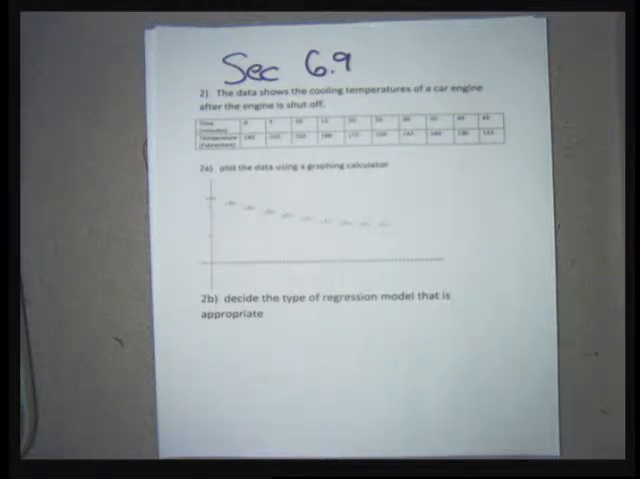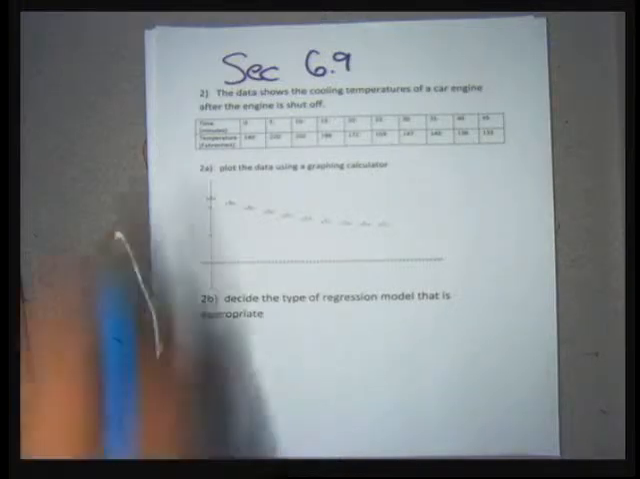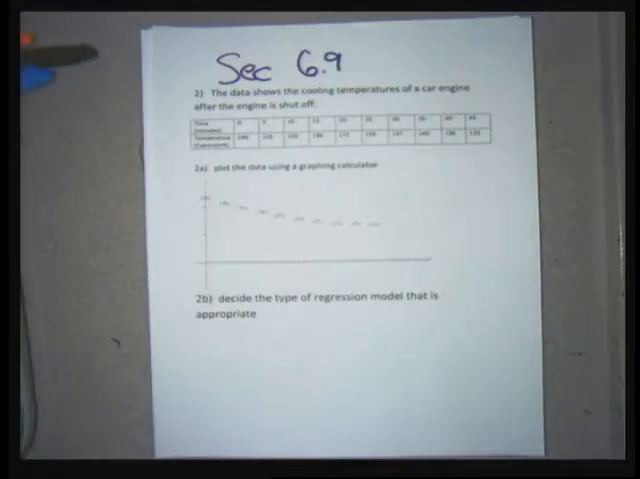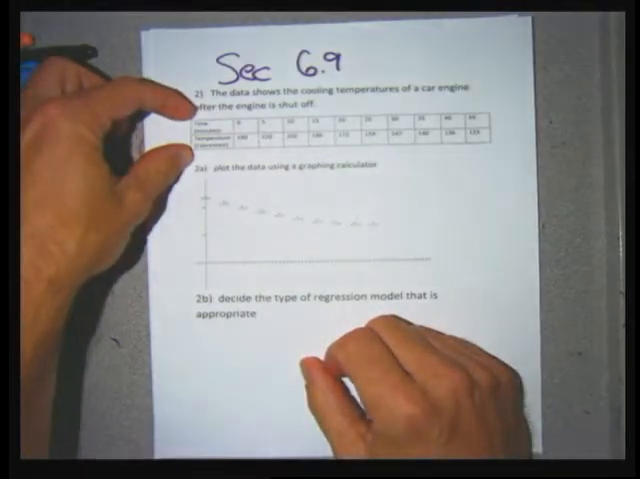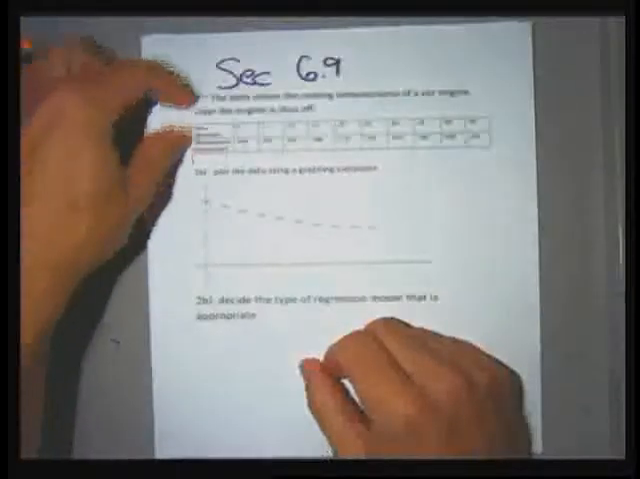Alright, so section 6.9 is a short section at least, and it's on modeling, creating equations that kind of fit data, or at least more or less fit data. Each of the problems in 6.9 is a word problem. The problems start off with a short description and then some data that the description describes.